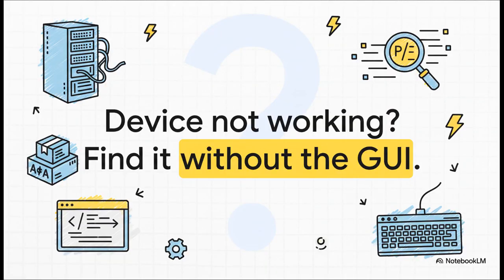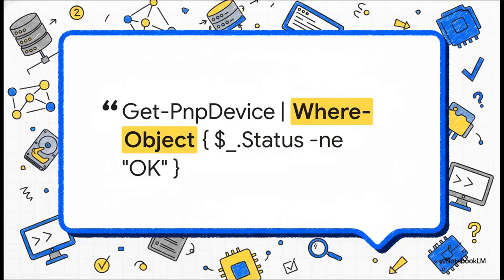Okay, here's a classic we've all run into. A user calls and says their webcam is dead or a USB port isn't working. Your first instinct is probably to open up the graphical Device Manager, right? Well, there's a much faster way. This single line of code is basically an instant problem finder. It's like magic. First, Get-PnpDevice grabs a list of every single plug-and-play device connected to the system. Then we use that little pipe symbol to funnel that list into Where-Object, which acts as a filter. It just checks the status of every device and only shows us the ones that are not okay. In one go, you've found every device that's having a problem.